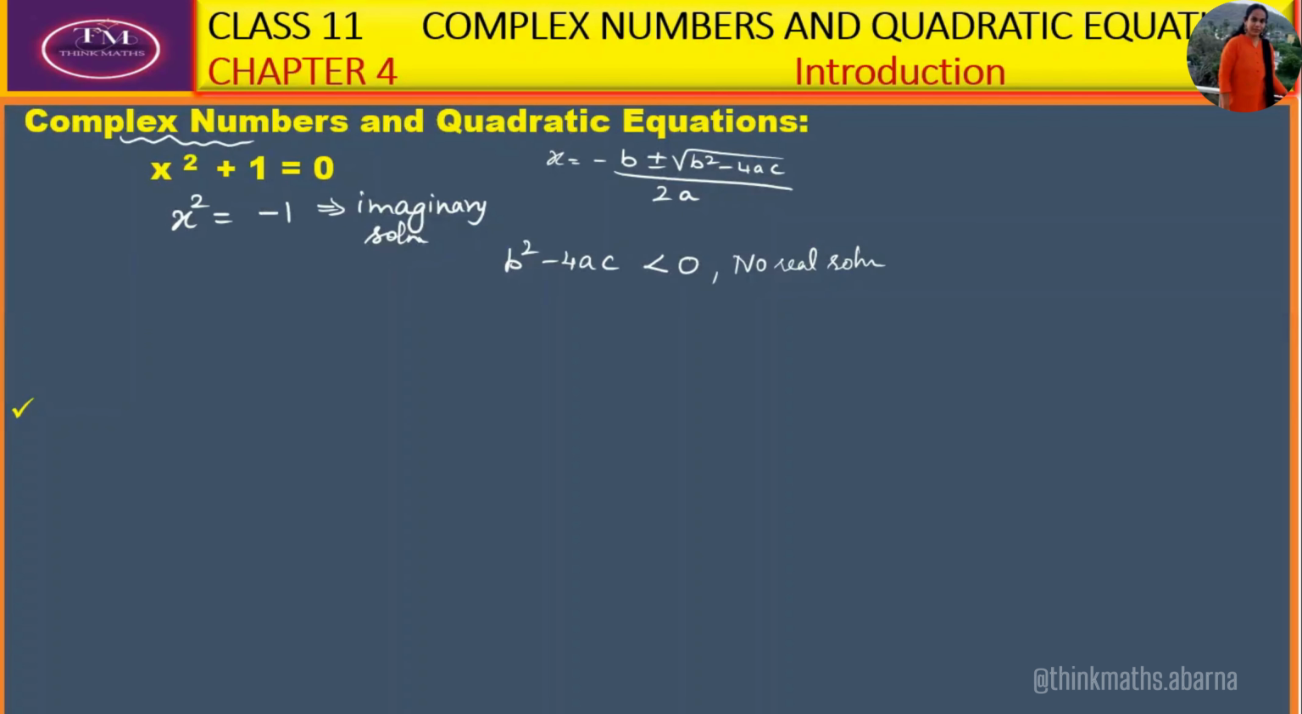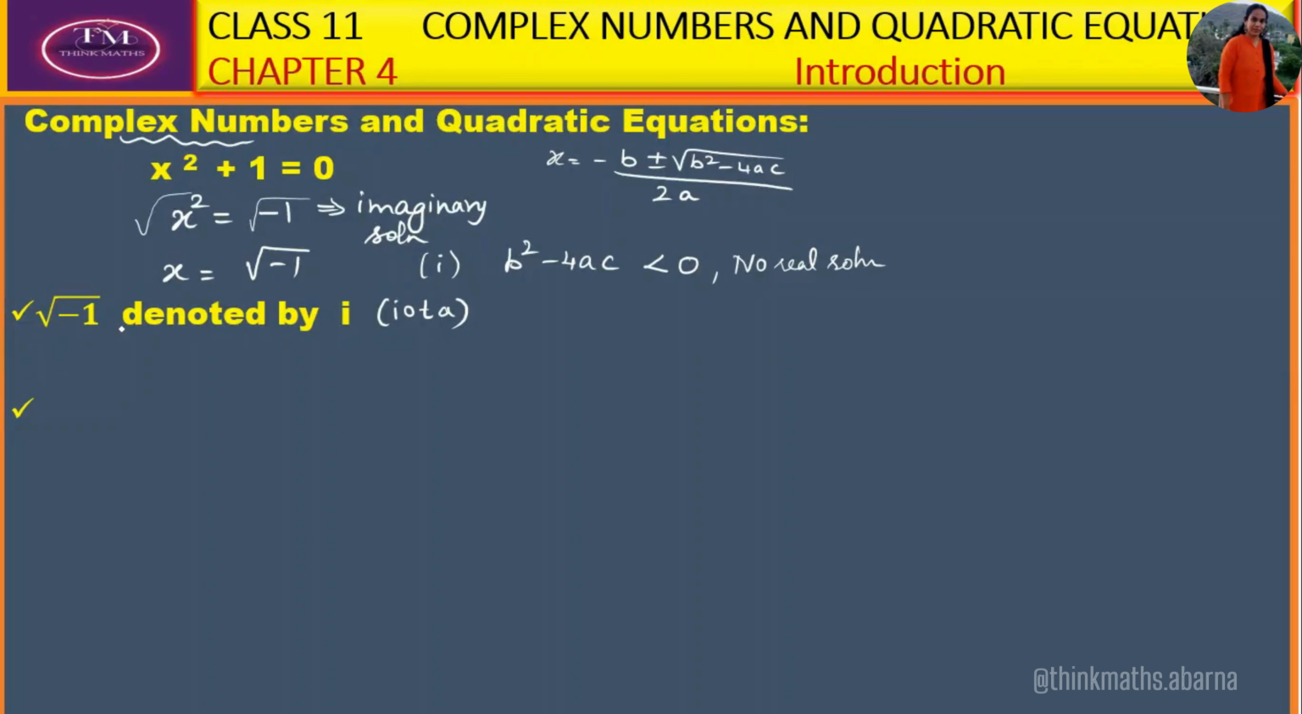This imaginary solution is denoted by the letter i. We will say it as iota. So here x square equals minus 1. Taking square root on both sides, the square root and power 2 get cancelled. So x will be equal to root minus 1. This root minus 1 is denoted as i. So root minus 1 is denoted by i, which is called iota.